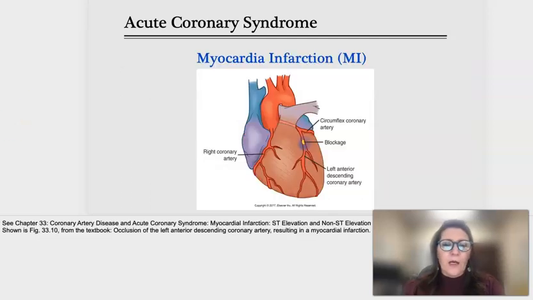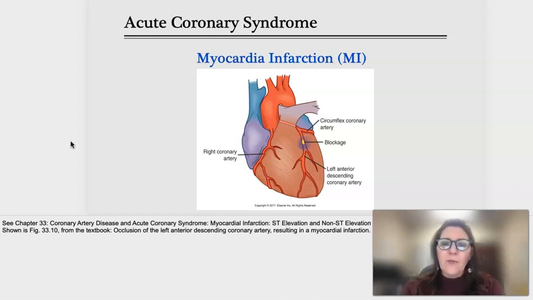Okay. So acute coronary syndrome could also mean a myocardial infarction, which is the fancy way of saying somebody had a heart attack. So let's look at this heart for a minute. You see the right coronary artery, the left anterior descending coronary artery, and then the circumflex coronary artery, and then in the middle you see the blockage.